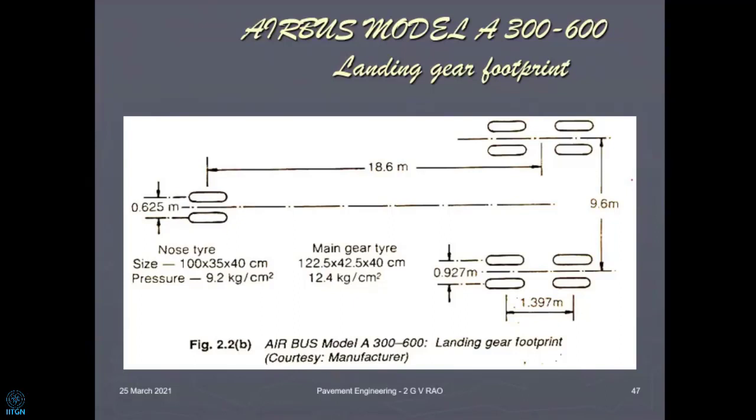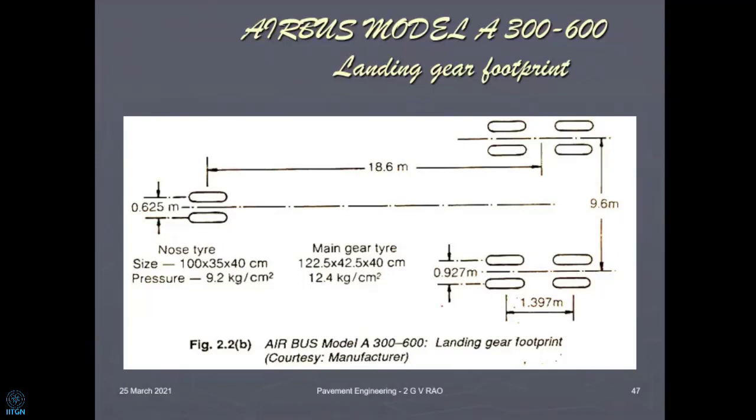And what we are trying to do is to see that the overlap between this side and this side is going to be minimum. That means there is no influence of this set of tires on this other set now. And so the distance is 9.6 meters from center to center of the main landing gear, both sides. And the distance between these two in plan is 18.6 meters.